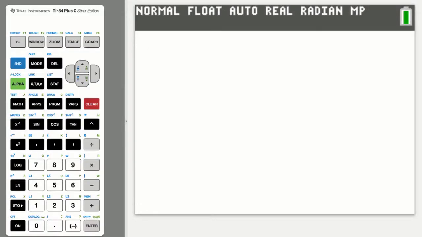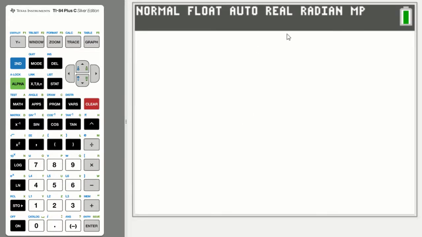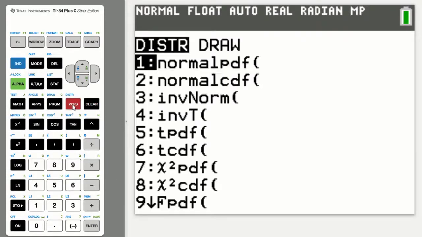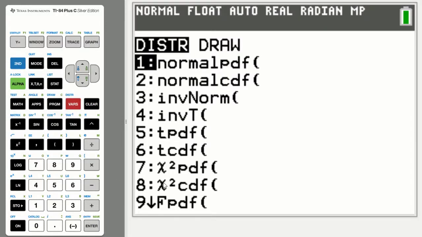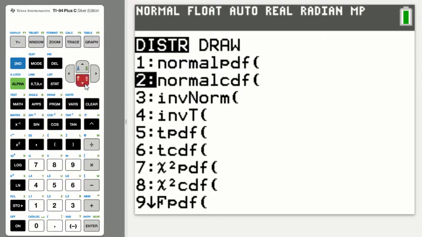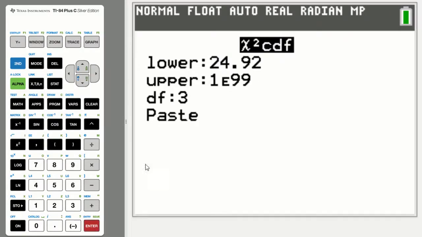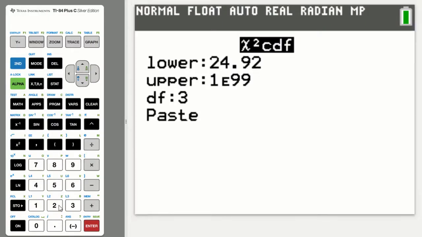So now on my calculator and throughout my entire lesson here, I am going to be using the TI 83 and 84 calculator. So I'm going to go second variables to bring up all of my distribution functions in statistics. Scroll down to option number 8 here on the screen that says chi-square CDF. Hit enter. So the lower end of our interval here is that designated 11.12.